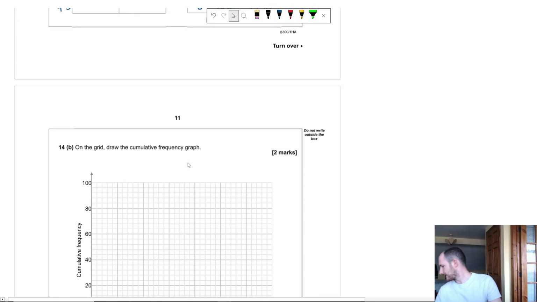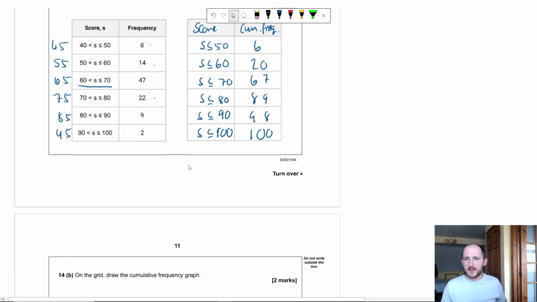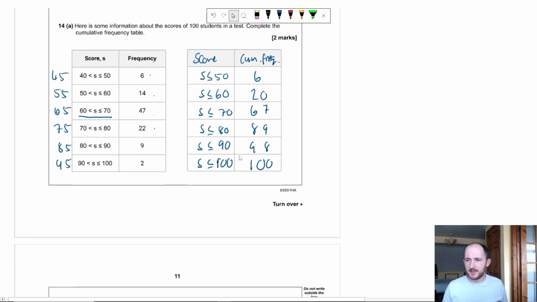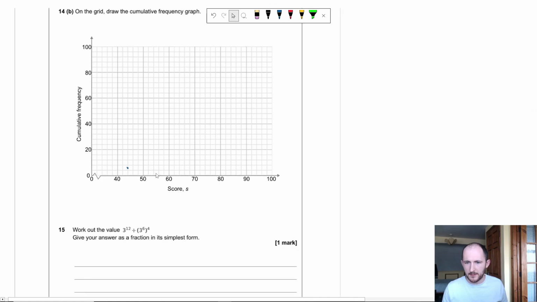And for the next points, oops, dropped something. For the next point, it'll be 55 and 20. So 55 would be midway through here, and 20 is right there.